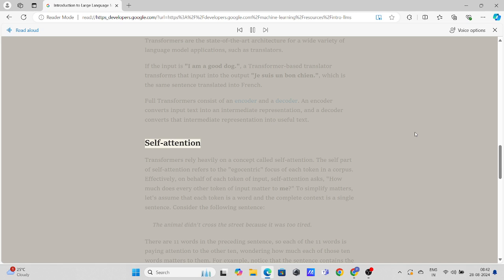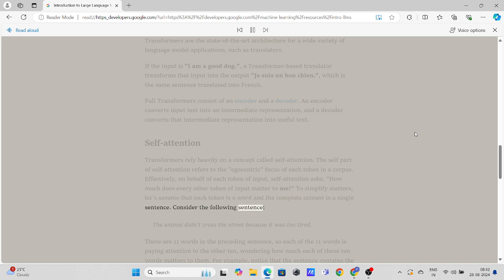Self-attention. Transformers rely heavily on a concept called self-attention. The self part of self-attention refers to the egocentric focus of each token in a corpus. Effectively, on behalf of each token of input, self-attention asks, how much does every other token of input matter to me? To simplify matters, let's assume that each token is a word and the complete context is a single sentence.